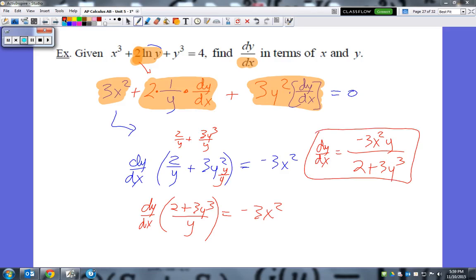Okay, and yes, we are done, and it is correct because of the fact that it's written in terms of x and y, and that's all that you see over here. You don't see any y primes dealing with second derivatives or anything like that.